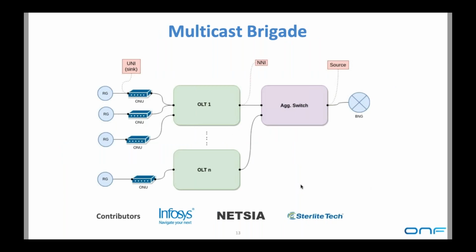Similarly, we have a multicast brigade that has been started up that works on providing IPTV multicast applications, where you have replication downstream in the aggregation switch as well as in the OLT across PON ports. We have contributors from these companies working on it. What's interesting is that this brigade is also tackling issues with the Turk Telecom workflow, which is significantly different from the AT&T workflow in that it uses multi-TCONT in the ONUs. There's a TCONT per service in the ONU in the Turk Telecom workflow, as opposed to the AT&T workflow, which uses a single TCONT. That work is also happening in the multicast brigade.